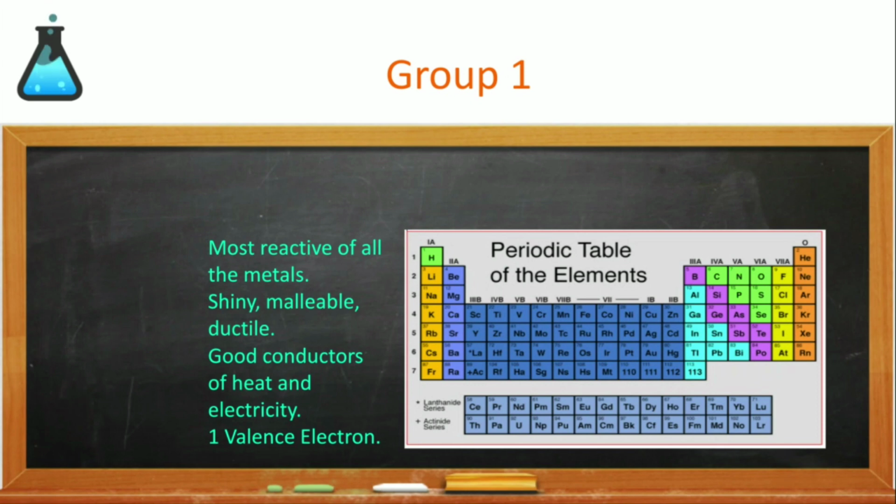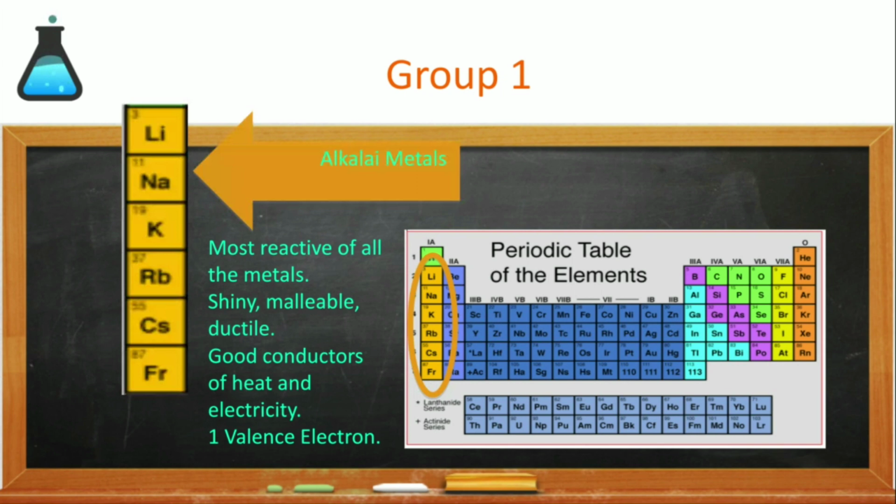Group number 1. Now remember that all the metals lie to the left of the staircase, so group number 1 are called the alkali metals. Group number 1 are the most reactive of all the metals because they only need to lose 1 electron, as we can see, because their oxidation state is a positive 1 in order to obtain a stable noble gas valence electron configuration. Like most metals, these are shiny or lustrous, malleable, which means they can be bent, ductile, means they can be pulled into wires, and good conductors of heat and electricity.